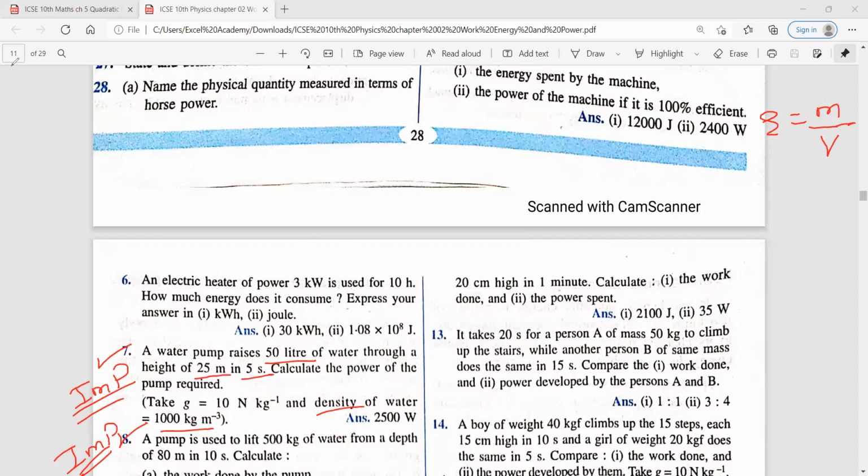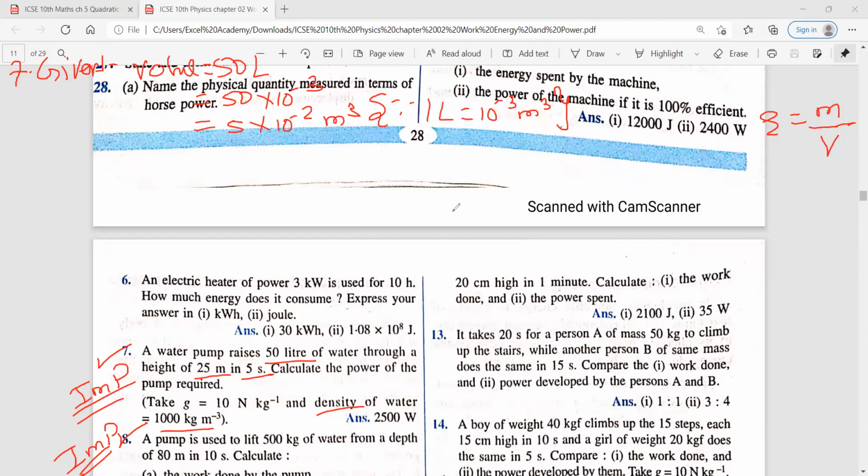So write down what is given. 7th one, given volume is equal to 50 liter. Since 1 liter is 10 raised to minus 3 meter cube, so 50 into 10 raised to minus 3, that is 5 into 10 raised to minus 2 meter cube. It's a reason there. 1000 liter means 1 meter cube. So 1 liter means how many meter cube? 10 raised to minus 3. Okay, 5 into 10 raised to minus 2 meter cube. This is essential. We have to do this.